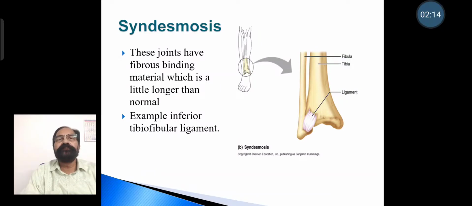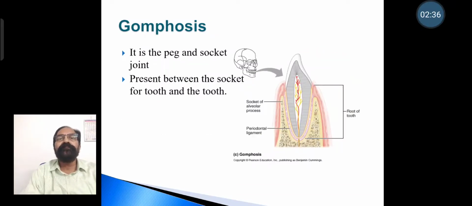Syndesmosis, another type of fibrous joint. You can see in the picture the distal end of tibia and fibula. These joints have fibrous binding material which is a little longer than normal, and an example is the inferior tibiofibular ligament. Gomphosis. It is a peg and socket joint present between the socket for the tooth and the tooth itself.